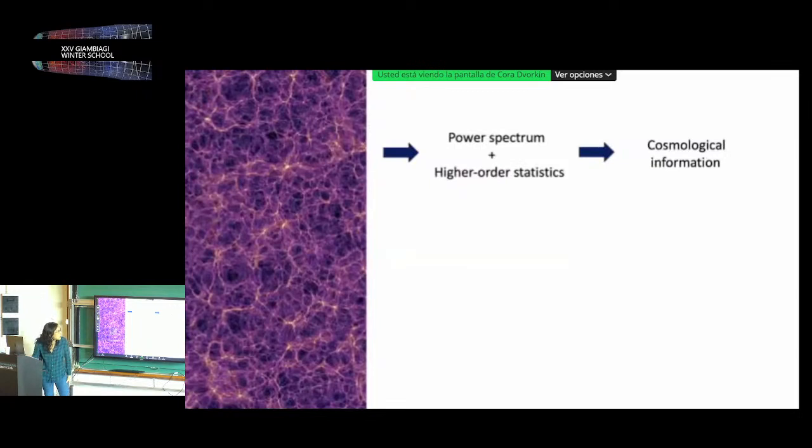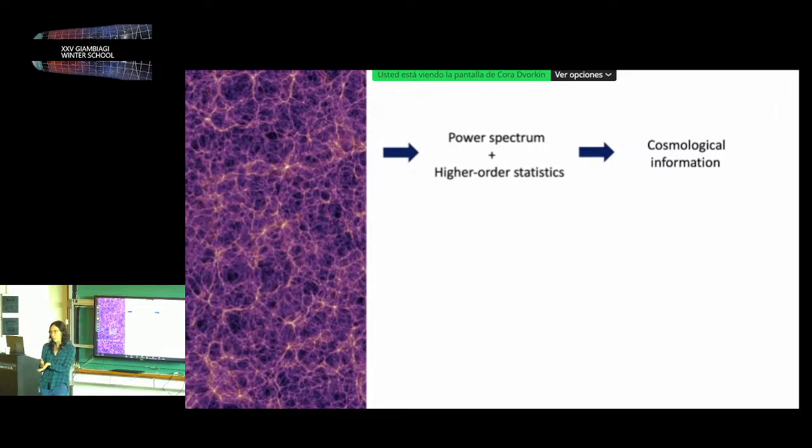Let me introduce it, or motivate it, by saying that the traditional way of analyzing cosmological data for about 20 to 30 years has been to compute the power spectrum of the different fields that we measure. But if the field is non-Gaussian, the power spectrum doesn't contain all of the information. And this is the case, for example, for the large-scale structure of the universe, due to the influence of gravity over time, which makes the distribution of structures non-Gaussian.